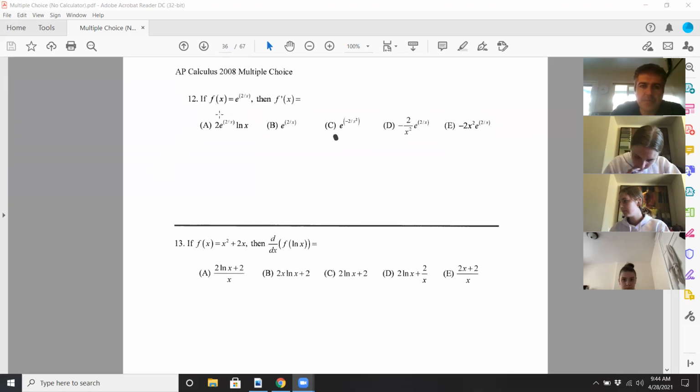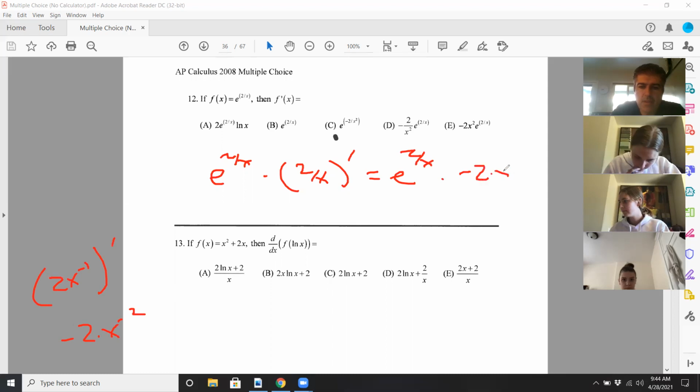So here, you're asked to find the derivative of this. So e to whatever is a chain rule. So you gotta do that derivative. Now remember, 2 over x is 2x to the negative 1. The derivative of that is negative 2 times x to the negative 2. And there you go. And that's why it's D as in dog.